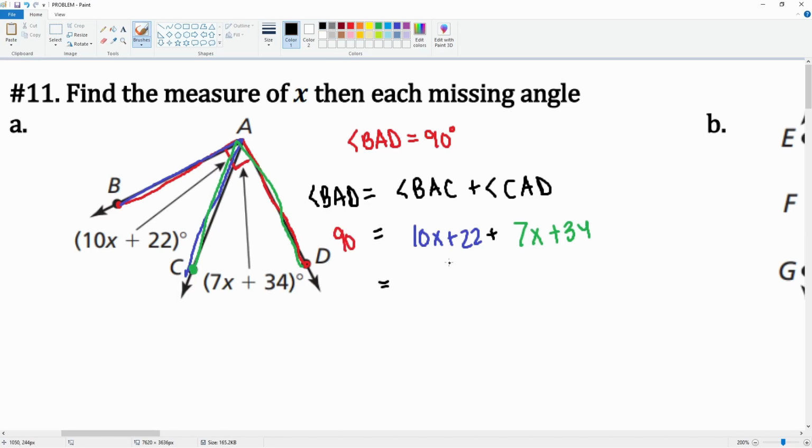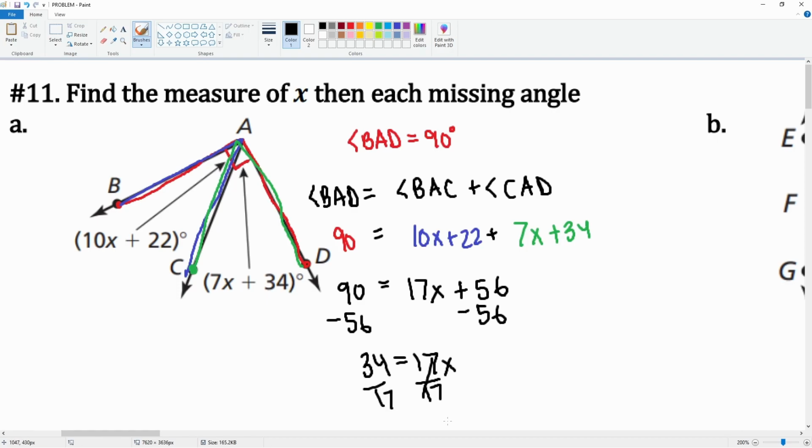Now we can combine some like terms. 10x and 7x get you 17x. Then we have 22 plus 34 gets us 56. This is equal to 90 degrees. Subtract 56 from both sides. 90 minus 56 gets us 34 is equal to 17x. Divide by 17 on both sides. You get x is equal to 2.